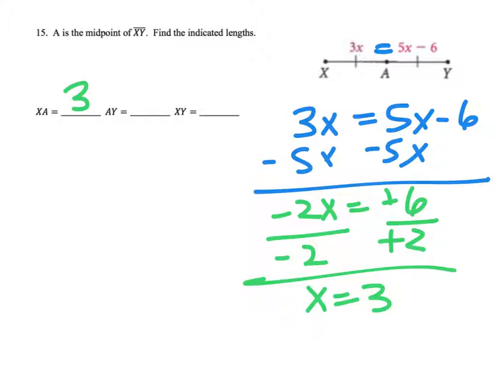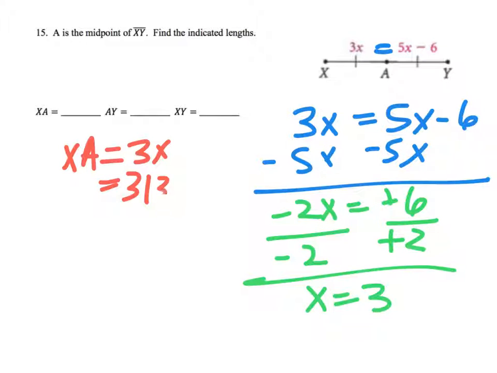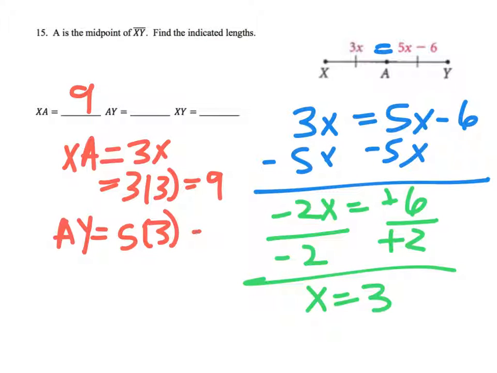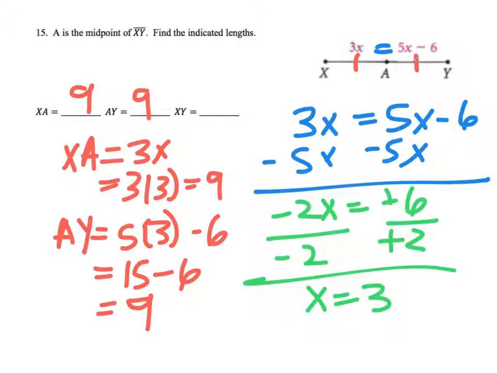Oh, notice that one there, it doesn't say x, it says XA. So we actually need to plug it in and figure out what it equals. I'm just going to erase my 3. So I know that XA equals 3 times x. So it's going to be 3 times 3, which is 9. AY equals 5 times x, which is 3, minus 6. So we really have 15 minus 6, which is also 9. That's good because remember we said that these two parts were equal.